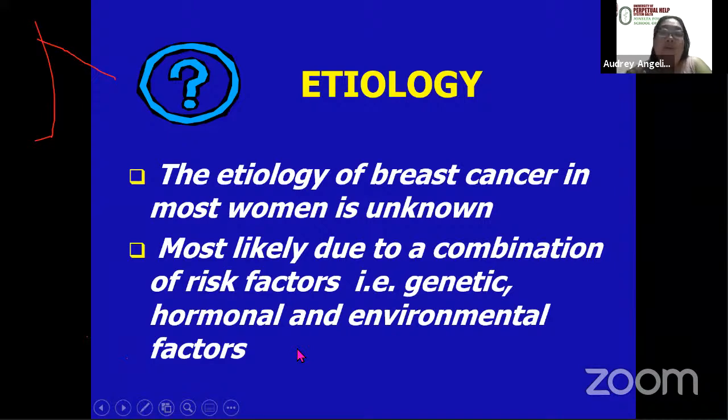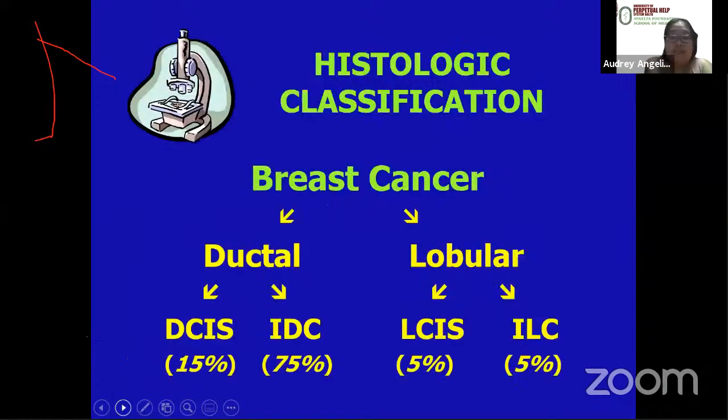So, this would be a combination of the factors that I've mentioned prior. Okay. So, for histologic classification, we have your ductal and your lobular. With this flow chart, you will see that the most common histologic classification would be your intraductal carcinoma, followed by your ductal carcinoma in situ, and followed just by your lobular carcinoma in situ and your intralobular carcinoma.